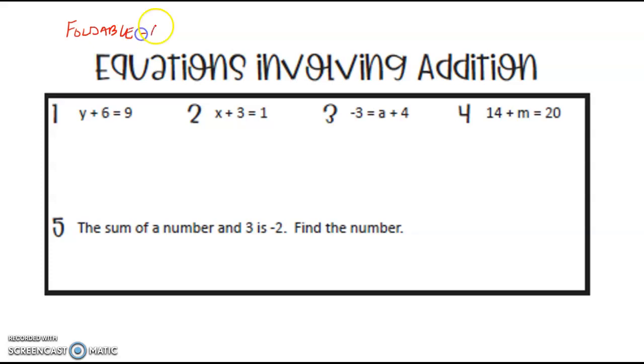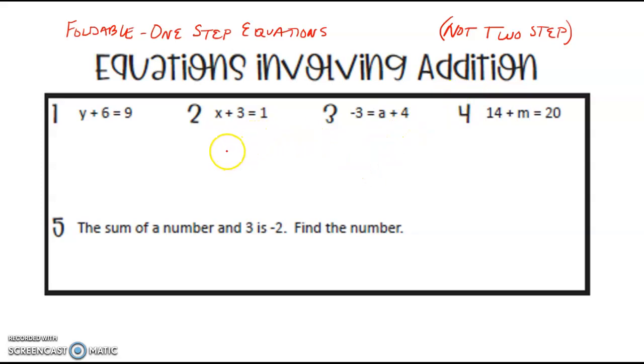Hello, this is Mrs. Ross, and I'm going to be working through the foldable for one-step equations. You'll want to write everything that I write down in your foldable. So we're going to be solving one-step equations. We're not going to be doing two-step equations, not today. But we are going to be doing addition, subtraction, multiplication, and division. So let's go ahead and work through these, and you'll write these steps down. And then you're going to have two activities that you're going to have to do, kind of proving that you know how to do this.